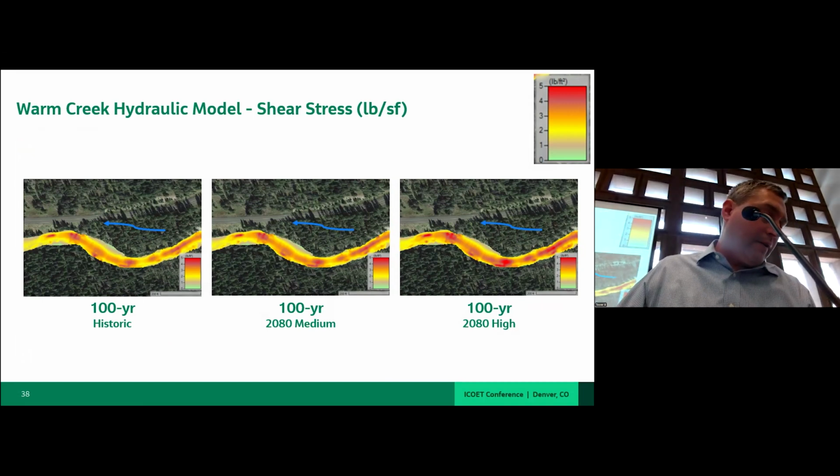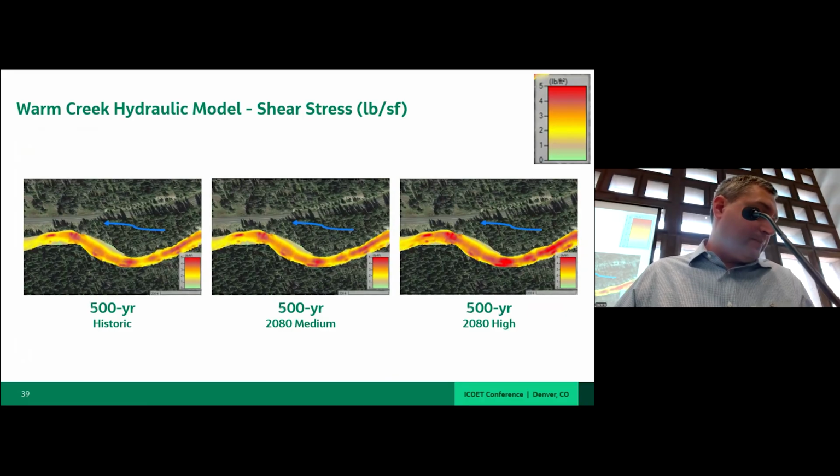And so the darker reds are the higher values, the greens and yellows are lower. But you can see the increase in shear stress for the 100-year simulation, looking at historic all the way through 2080 high. Shear stresses increase along the road. Same for the 500-year. Increases in flow rates lead to increased shear stresses along the road.